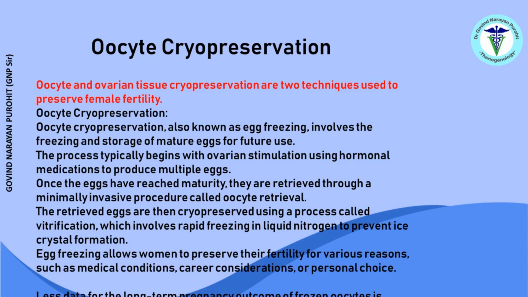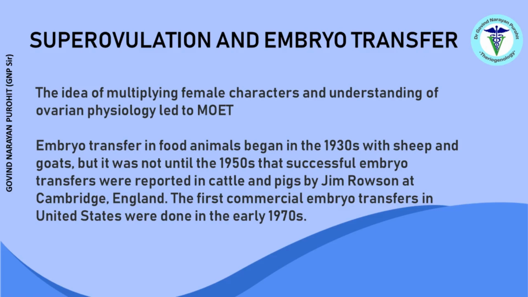Oocyte and ovarian tissue cryopreservation are vital techniques for preserving female fertility, involving the freezing and storage of eggs or tissues. Superovulation and embryo transfer have evolved since the 1930s, significantly impacting the reproduction of food animals.